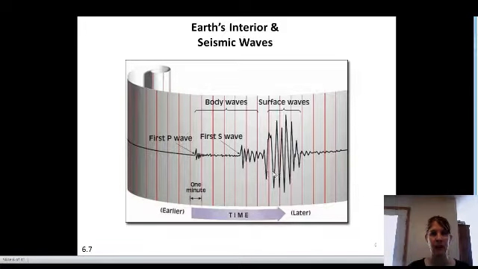Your surface waves arrive after the S waves and are identified by the much higher magnitude that happens in contrast to the S waves. So the S waves are a lower magnitude than the surface waves. This transition here is when you know the surface waves have arrived.